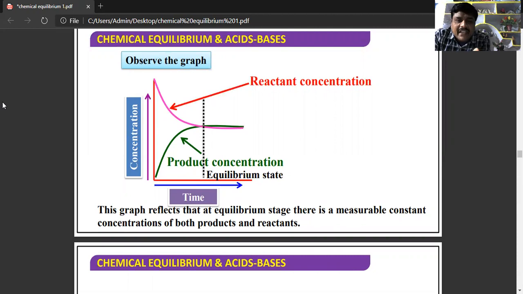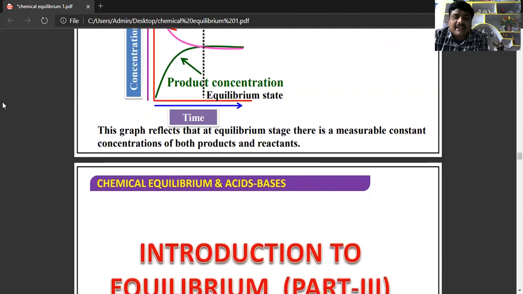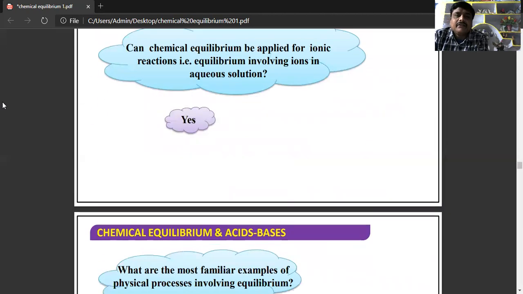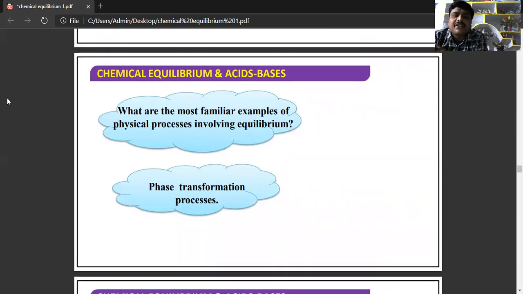So see here, in the case of equilibrium, at the equilibrium stage there are measurable constant concentrations of both the products as well as reactants. So equilibrium can be applied for ionic reactions. This chemical equilibrium can also be applied for ionic reactions.